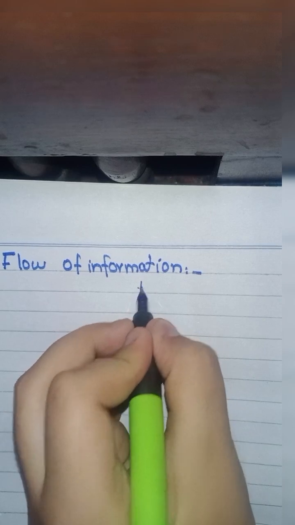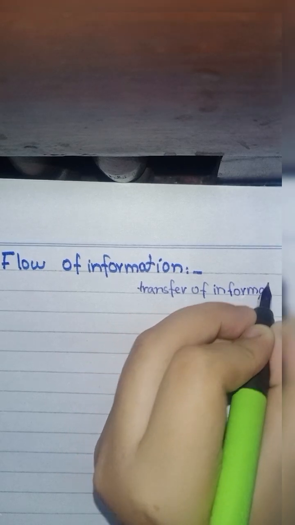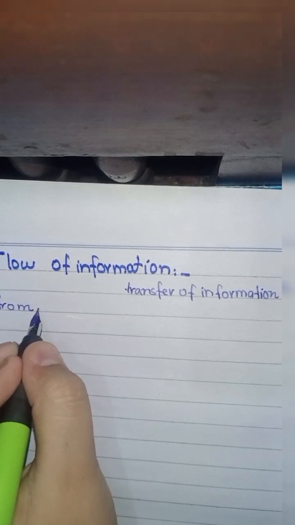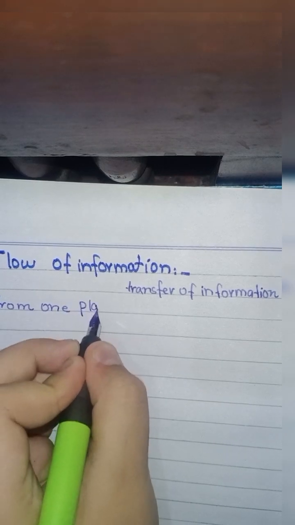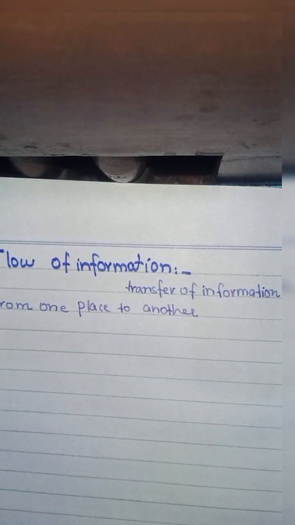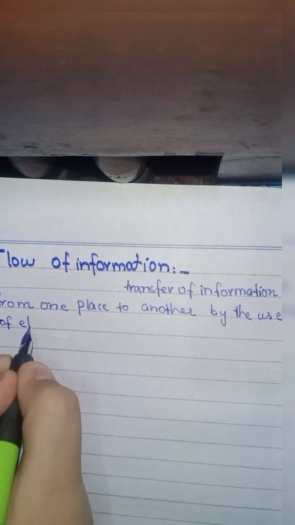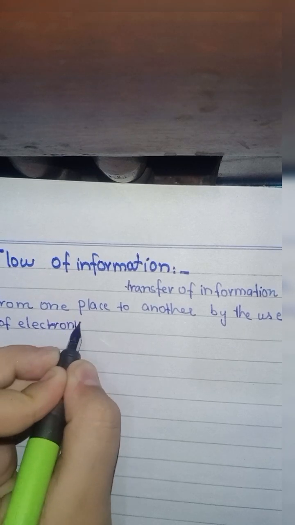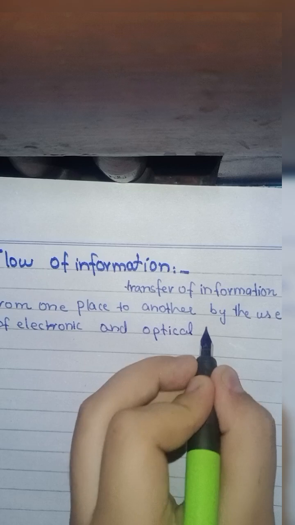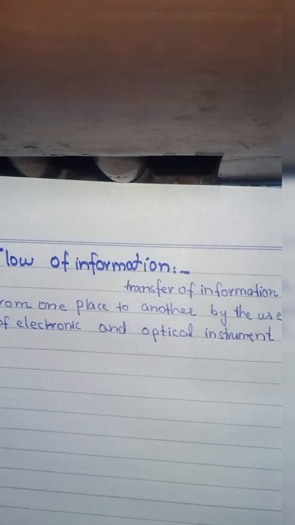We can say the flow of information is the transfer of information from one place to another by the use of electronic or optical equipment. How? Let's see this with the help of examples.